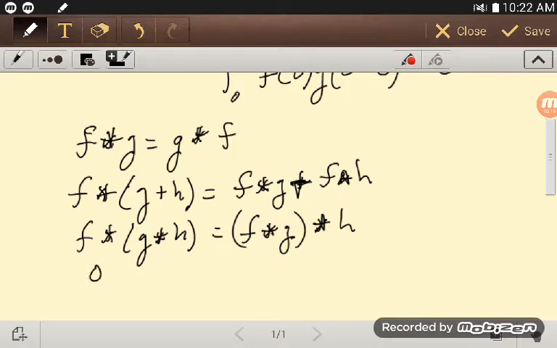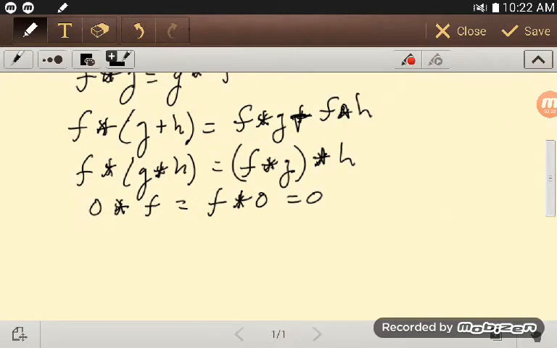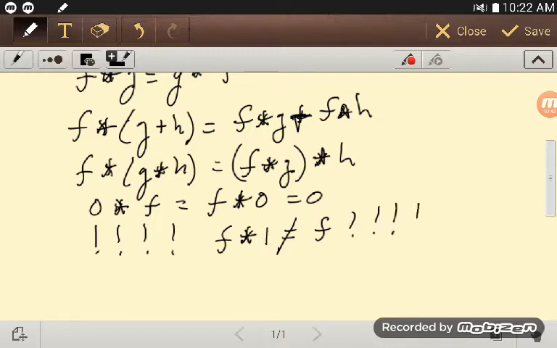If we take the 0 function star f, that's the same thing as f star 0, and you get 0 out of that, the 0 function. However, big exclamation points here: it is not the case that f star 1 is equal to f. So we'll put a not equal sign. It doesn't quite work the way one would hope.